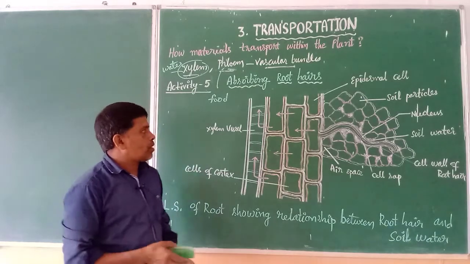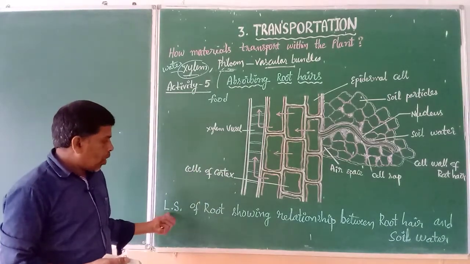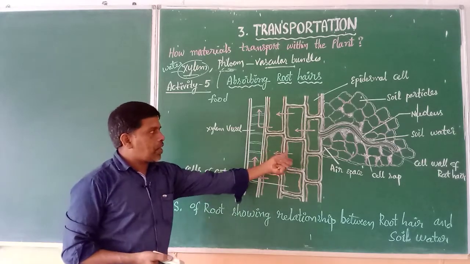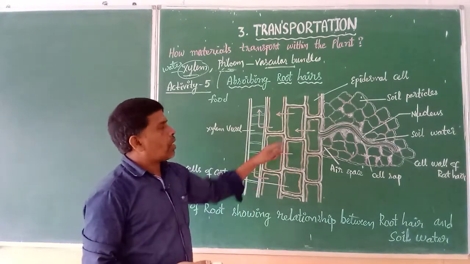So let us start. When you observe the longitudinal section of the root under the microscope, you can see the different types of cells arranged here.